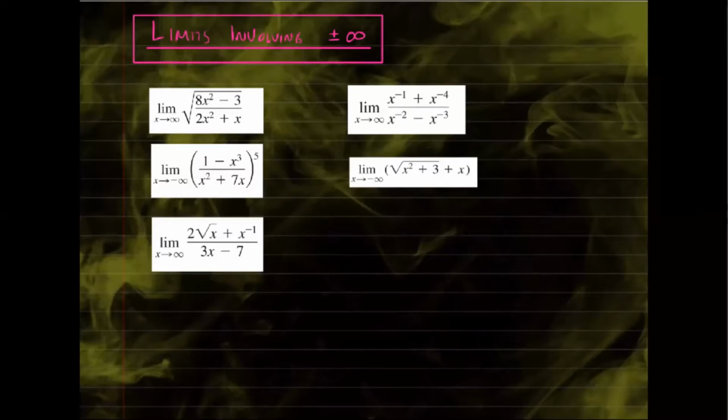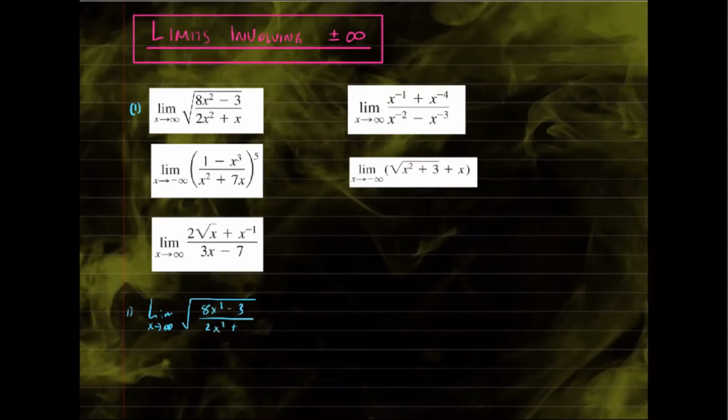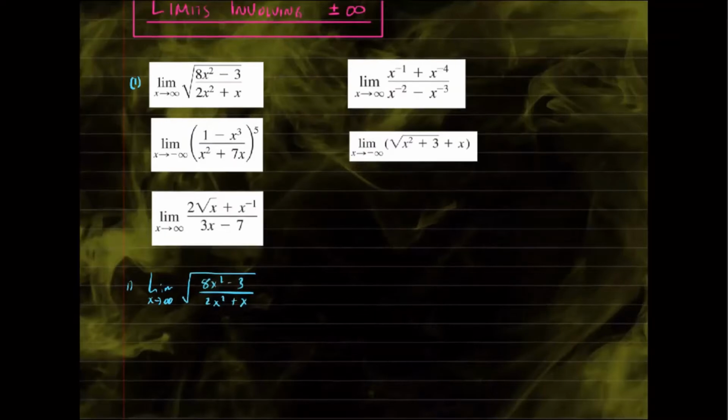So let's start off with this one right here. Let's call this number 1. For that problem, we want to find the limit as x approaches infinity of the square root of 8x squared minus 3x over 2x squared plus x. So by limit laws, I can simply take the square root outside the limit, and we get the limit of, as x approaches infinity, 8x squared minus 3x over 2x squared plus x. So I can do that by applying limit laws.